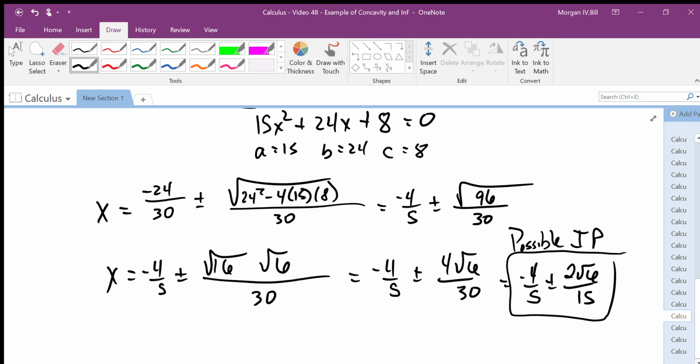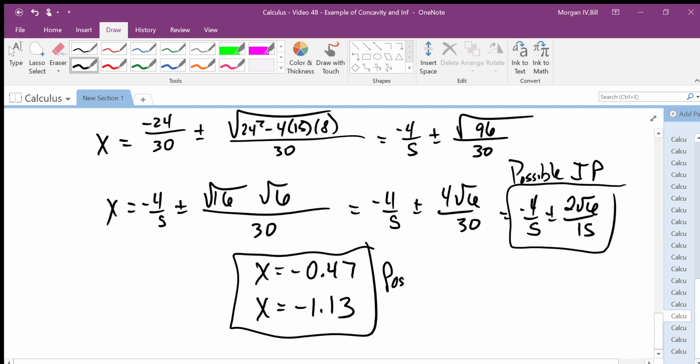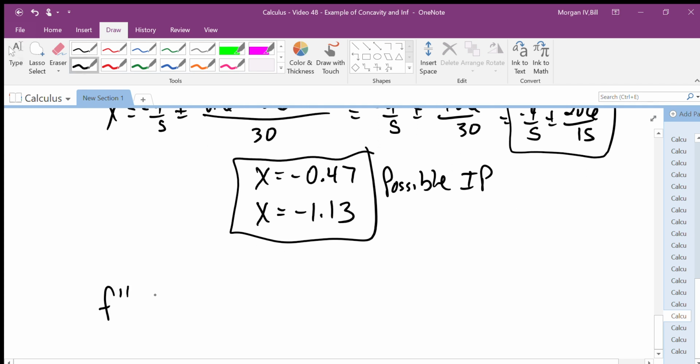So I'm going to go ahead and get a decimal out of this. And I'm getting an x value equal to negative 0.47 when I think I did the addition there. And then also an x value of negative 1.13. Good, okay. So x is negative 0.47, x is negative 1.13. Those are possible inflection points. So once I have those, what we're going to do is take that number line idea, this time with the second derivative.